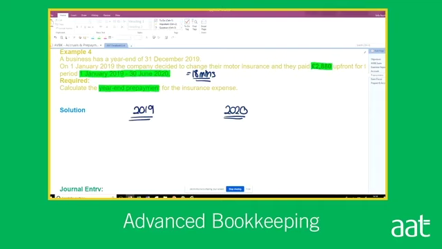Okay, got lots of answers coming in now. And so far, I can see that pretty much everyone has said the same thing. And they are saying £960.